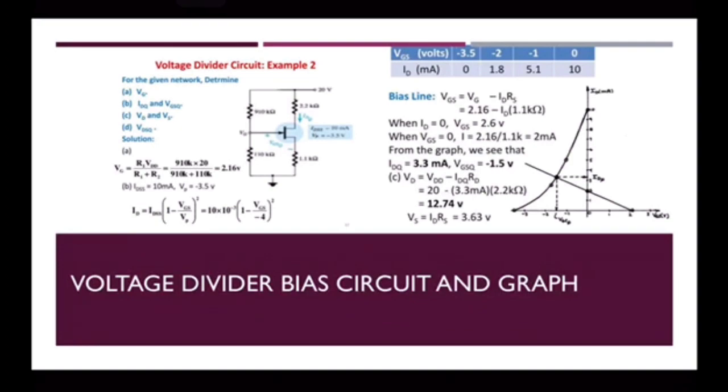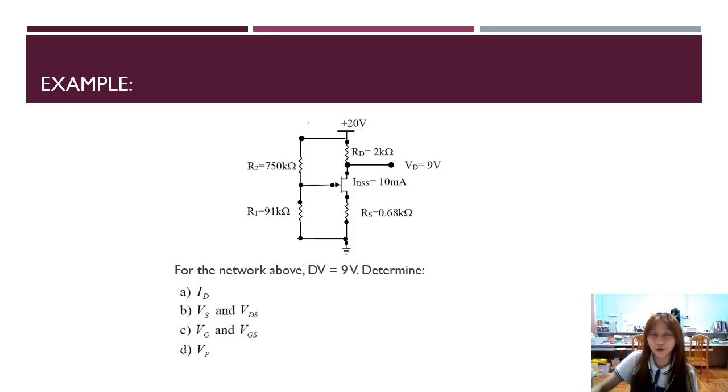That's all from me. I'm Hua Jiamei, and now I will continue our presentation by showing one calculation example of JFET configurations. Here we can see a voltage divider circuit, which gives us a 20 volt VDD, and the VD is 9 volt, and the IDSS is equal to 10 milliampere. The question asks us to determine the ID, VS, VDS, VG, VGS, and VP. Now I'll show how to calculate this.